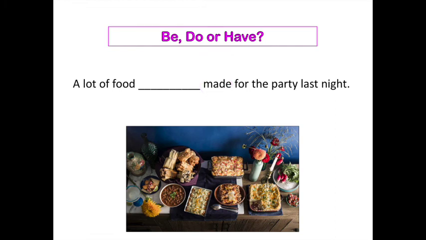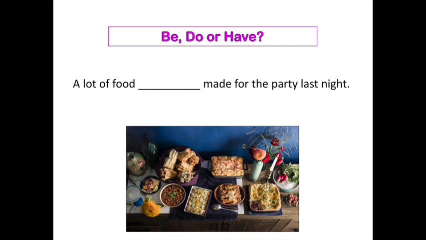Do we see an agent at the beginning of the sentence? A lot of food. That is not an agent. An agent is who or what did the action. The food did not do our action, so that is not an agent. This must be a passive sentence.